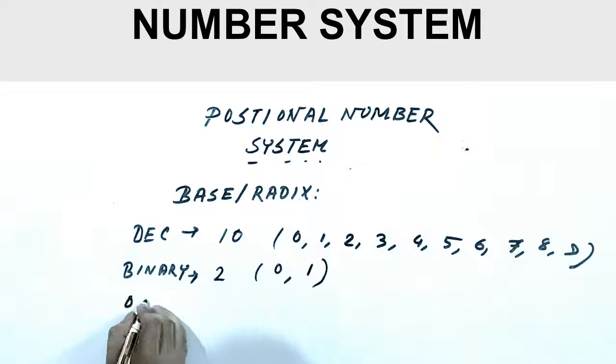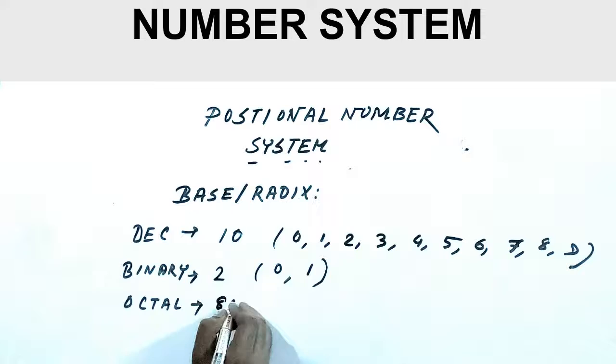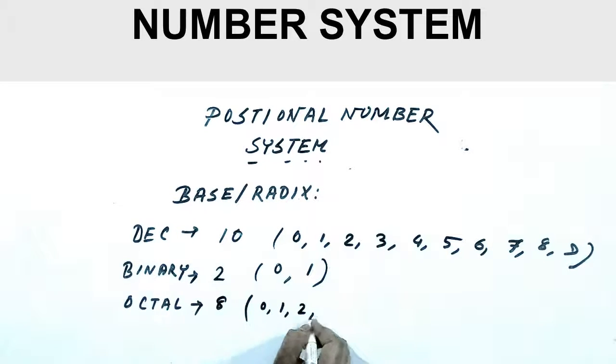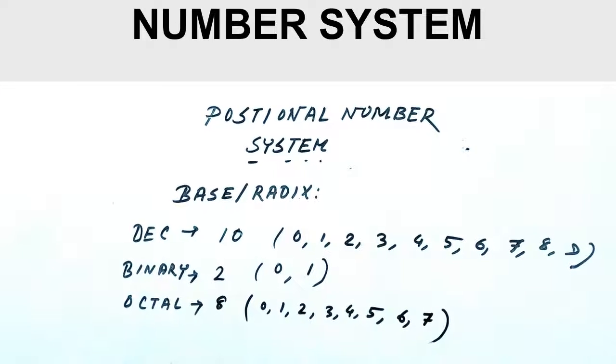If you take the octal number system, what will be the base or radix? It will be 8. And how many digits are there? 0, 1, 2, 3, 4, 5, 6, 7. These are the digits in the octal number system.